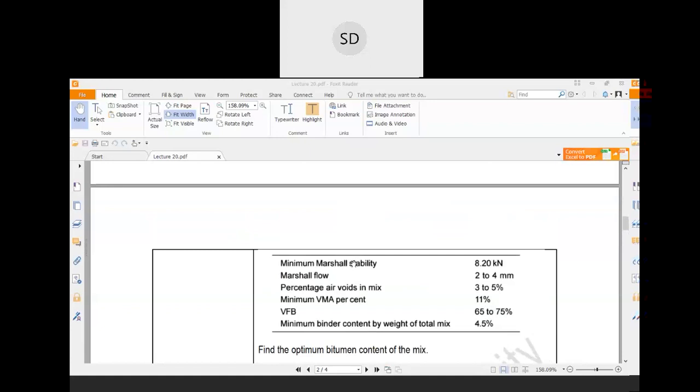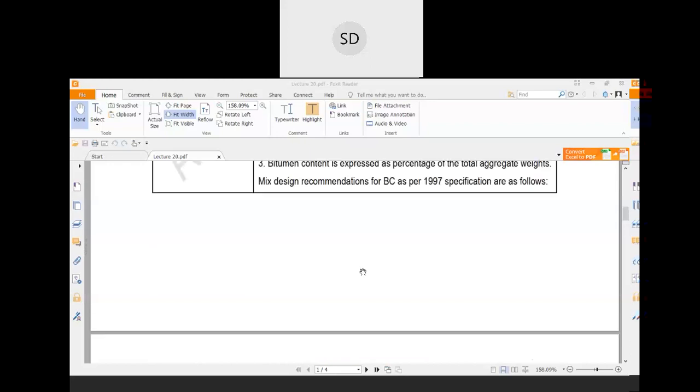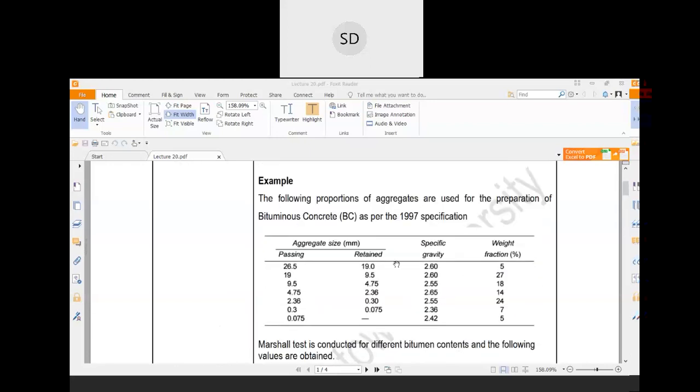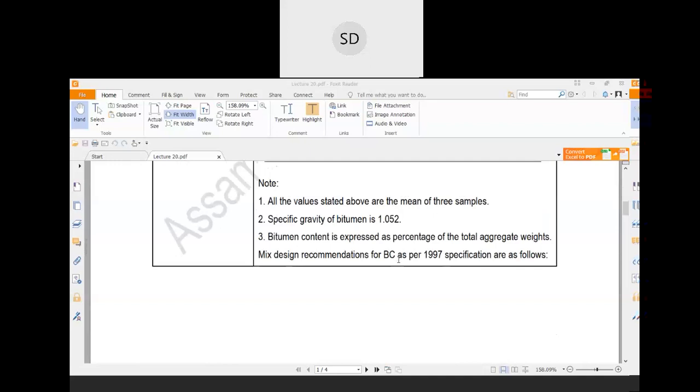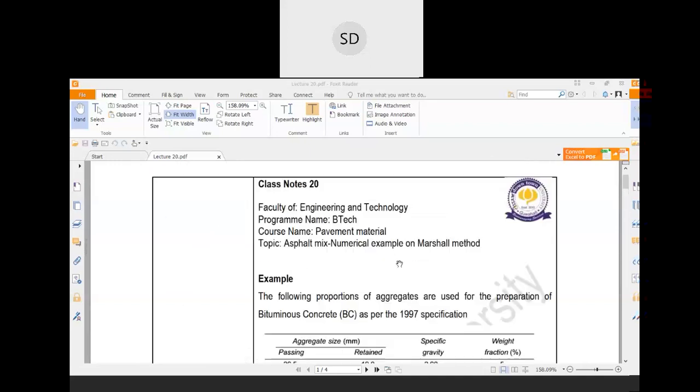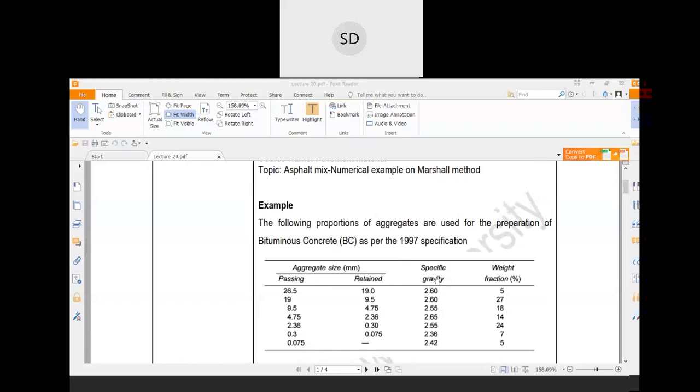Now to find the optimum bitumen content, first all the aggregates are mixed together. Whatever this table gives, you have to mix all this aggregate together. Now together they will act as a single mass. For the individual fractions, you can observe that different specific gravities are given. If you mix all these aggregates, you need to find the bulk specific gravity of the mix. What is the bulk specific gravity? It means the overall specific gravity of the mix.